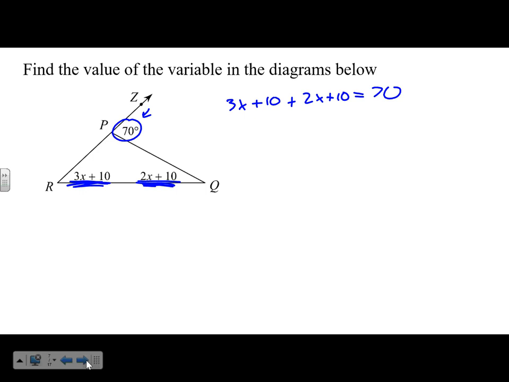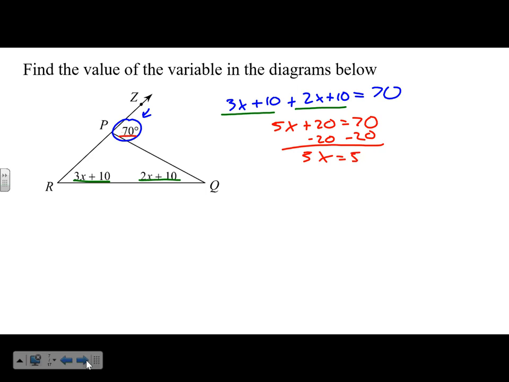So again, 3x plus 10 plus 2x plus 10 has to add up to be that 70. So now it's just an algebra problem. Combine your like terms, that's 5x plus 20 is equal to 70. Subtract 20 from both sides, 5x is equal to 50. Then divide both sides by 5, x is equal to 10.